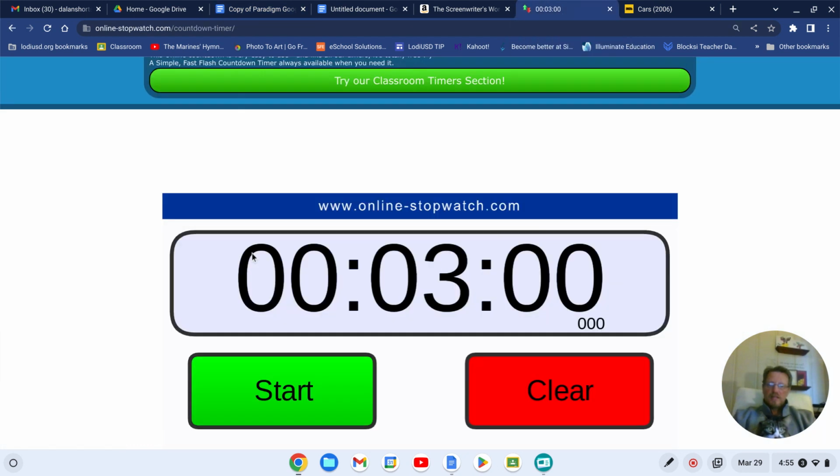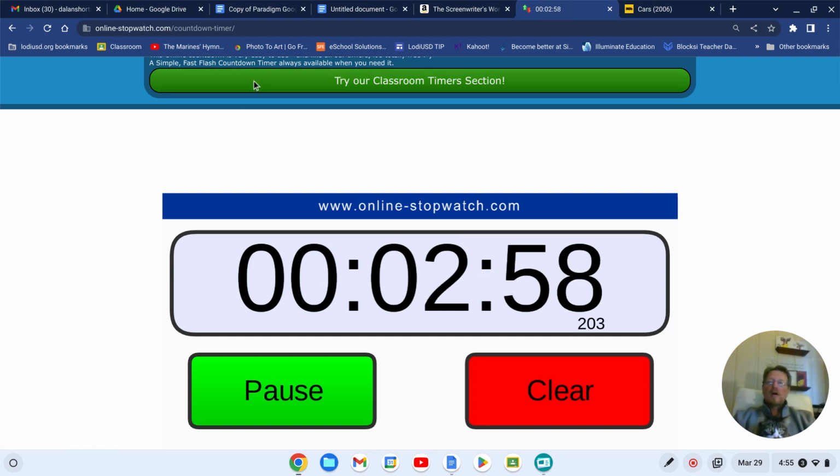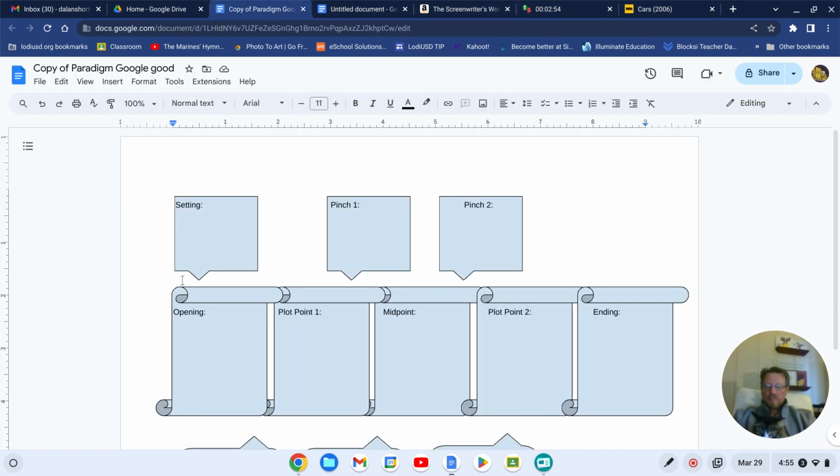So let's plot the movie Cars on our paradigm. So, setting. We start out with, we'll call it, a world of living cars. Let's skip the top details for now and go down to the opening. The movie starts out at a racetrack, and you can put little hints, like we're looking at something sort of like the Daytona 500 here. We have Lightning McQueen, and he is racing for first place. Lightning is a hot shot, and we establish that, and we establish a lot of the characters.